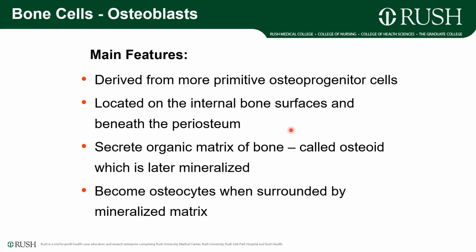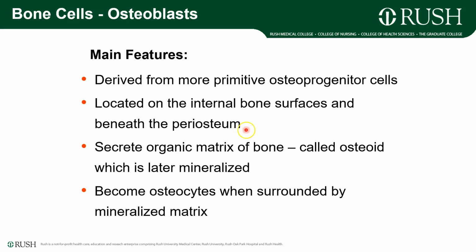So osteoblasts are derived from primitive osteoprogenitor cells, which themselves come from mesenchymal stem cells. Osteoblasts are located on the inner bone surfaces as well as on the outer part, which you will see underneath the periosteum. The word periosteum will be defined a little bit later.